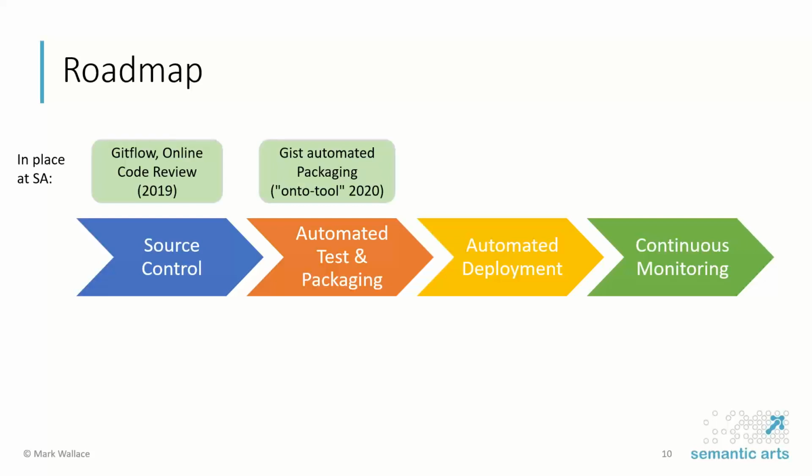In very early 2020, we moved to automated packaging. We actually had something in 2019 for automated packaging. It was a Windows script. We've made that more sophisticated now. I'll talk about that in a little bit, but our own Boris Pelakh developed an ontology toolkit that keeps growing. And in very early 2020, we shifted to using that for our gist automated packaging.